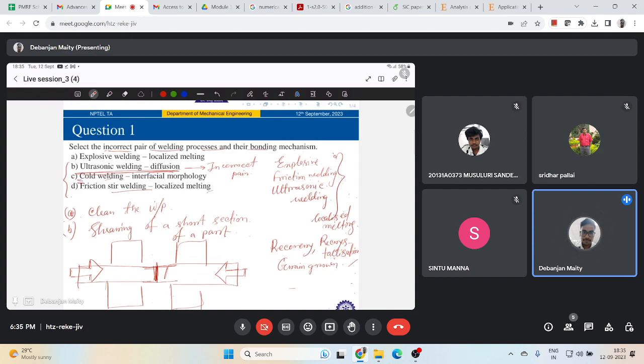So recrystallization is also a kind of mechanism in solid state welding. Here, some kind of intimate contact between two mating surfaces is happening by means of this recrystallization process through migration of grain boundary.